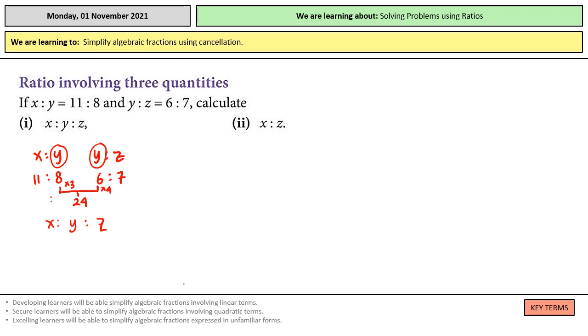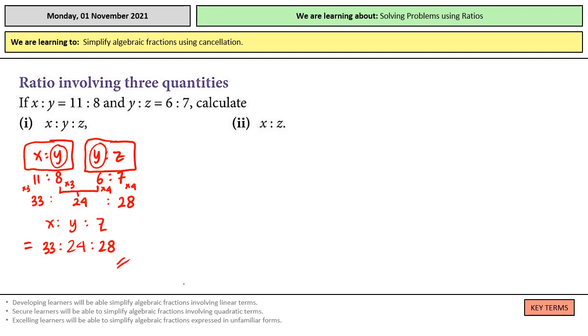Okay, so on the left side, if you multiply by 3, you also need to multiply by 3 right here, so you get 33. On the right side, you multiply by 4, so 6 multiplied by 4, then 7 is also multiplied by 4, so you get 28. So in this case, x to y to z should be 33 to 24 to 28. Can we simplify it further? I don't think so. So we can just leave it there.